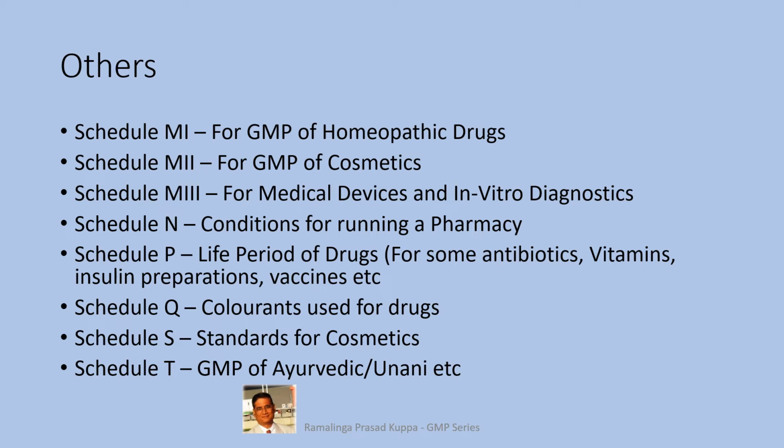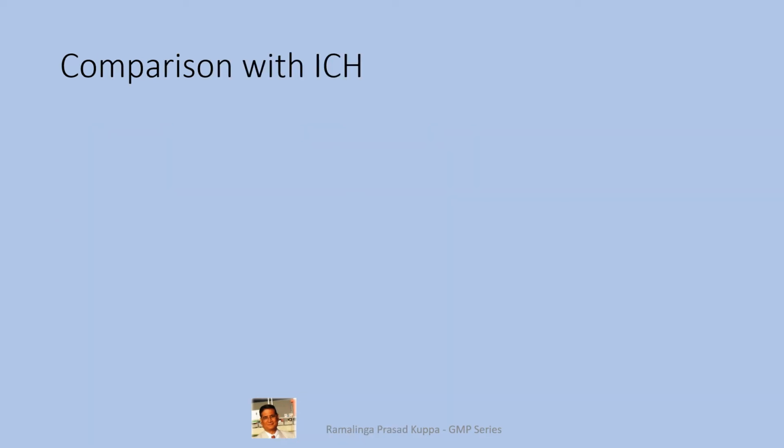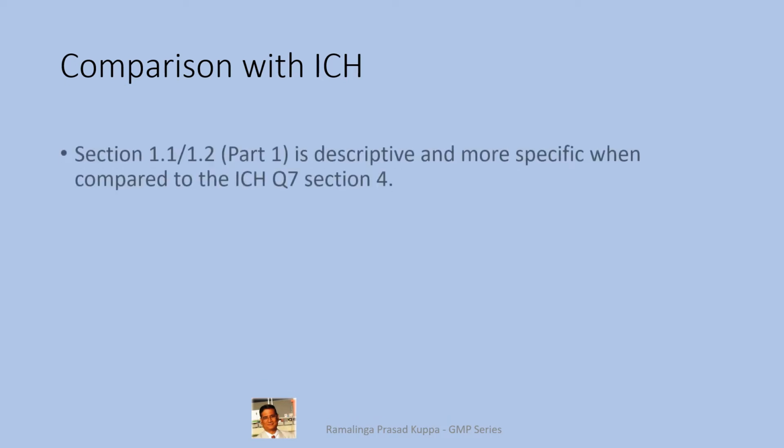Schedule Q is colorants used for drugs. Schedule S is for standards for cosmetics. Schedule T is GMP of Ayurvedic, Unani, etc. All these schedules have detailed information in Drugs and Cosmetics Act and rules. Let us see how this information is comparable with ICH guidelines.